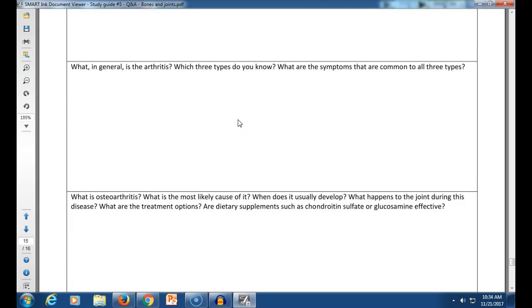Arthritis. Can you define arthritis in general in one statement? Inflammatory degenerative condition affecting the joints. We have osteoarthritis, rheumatoid arthritis, and gouty arthritis. Common symptoms: painful movements, swelling of the joints, loss of mobility.